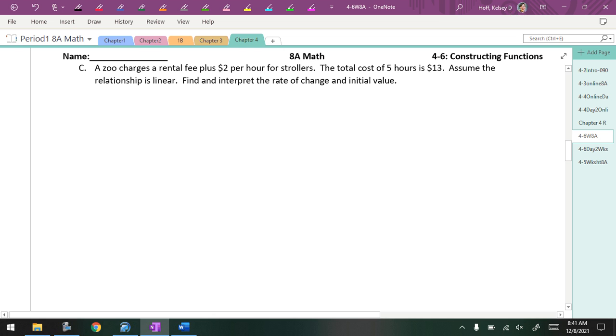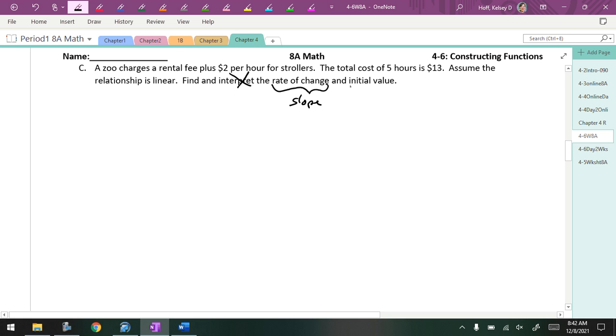A zoo charges a rental fee plus $2 per hour for strollers. The total cost of 5 hours is $13. Assume the relationship is linear. Find, and we're going to cross off, interpret the rate of change and initial value. Marilyn, what are you pointing out to me right away?